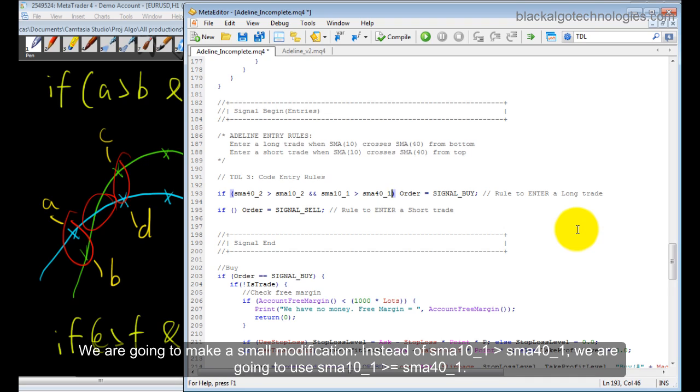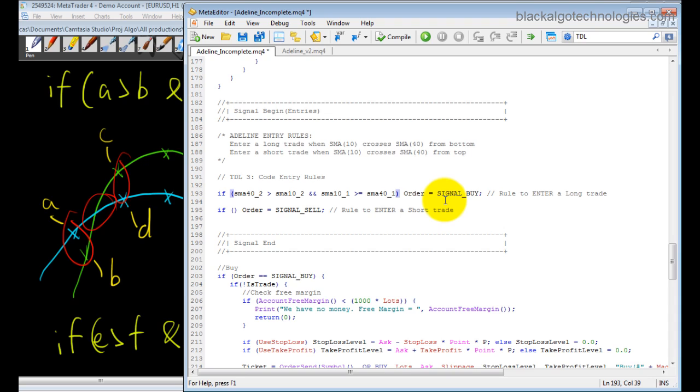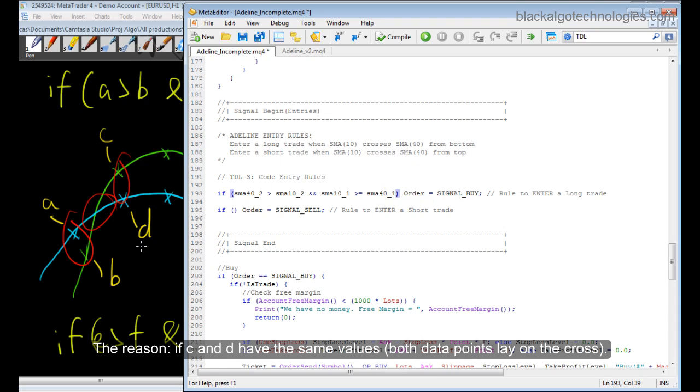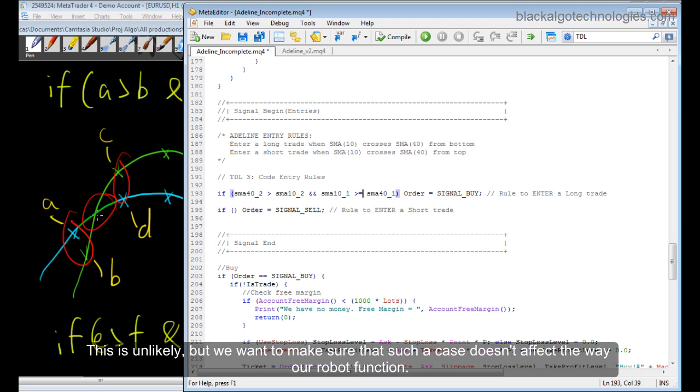We're going to make a small modification here. Instead of having greater than, I'm going to have greater or equals to. The reason being, what if C and D are both on this crossroads right here and they have the exact same value? This is very unlikely, but we want to make sure that such a case doesn't affect the way our robot functions.